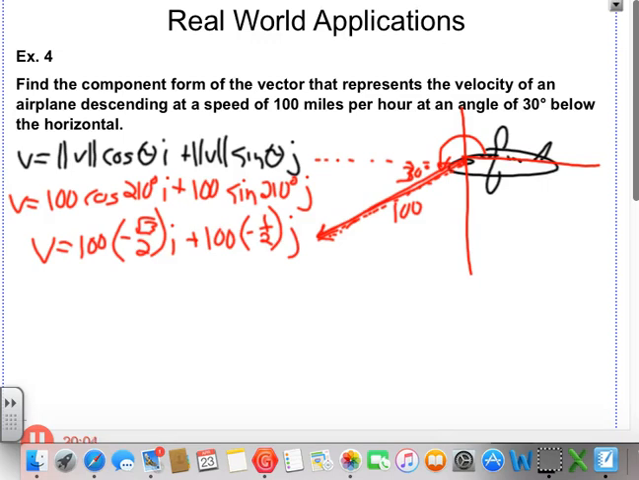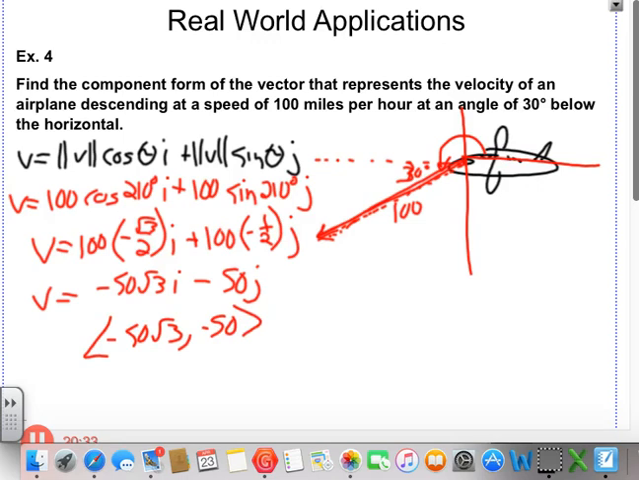All right, now you just have to multiply. So our vector is going to be negative 50 square root of 3, because 100 over 2 is just going to give us 50, i minus 100 times negative 1/2, which is 50 j. Okay, so there's our answer in unit vector form. If we want to write it in component form, we would just do negative 50 square root of 3, negative 50. That would be the vector that comes down, going in that direction.